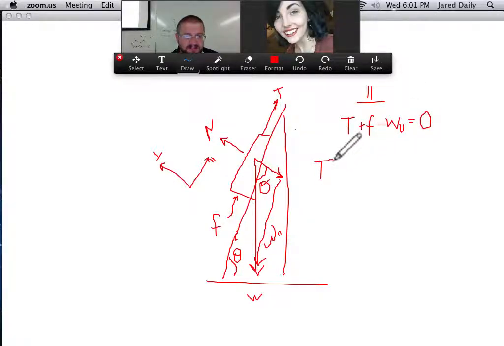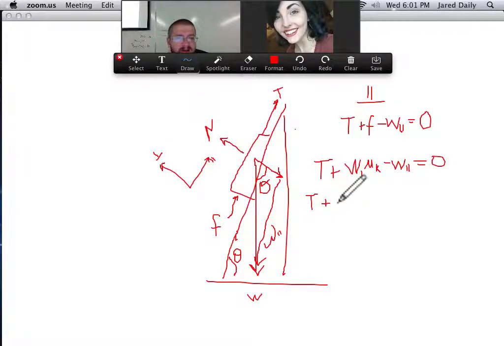So for this equation, the normal force is equal to the weight perpendicular. So we'll need that weight perpendicular, and that has to be multiplied by mu static, or mu kinetic rather. And then we subtract off the weight parallel, and that has to equal 0. Well, then we have tension plus the friction. Weight perpendicular is next to the angle, so that's going to be our weight times the cosine of the angle theta times mu k.